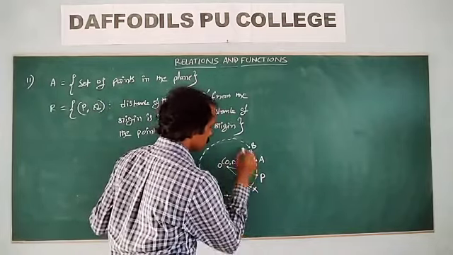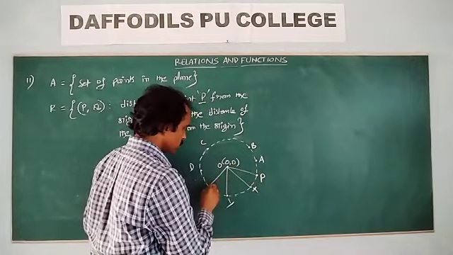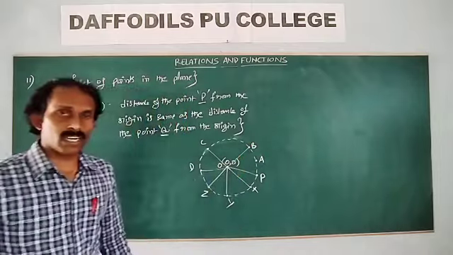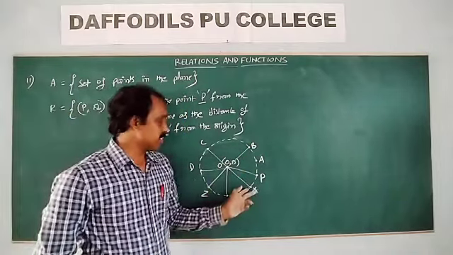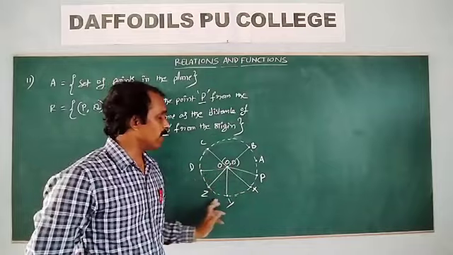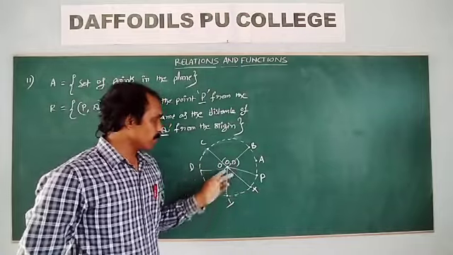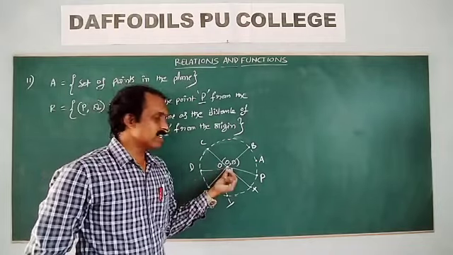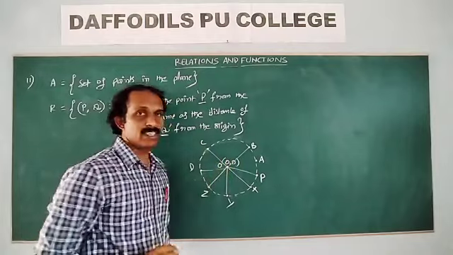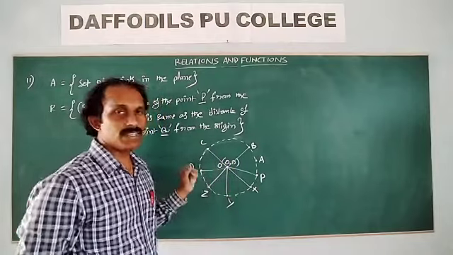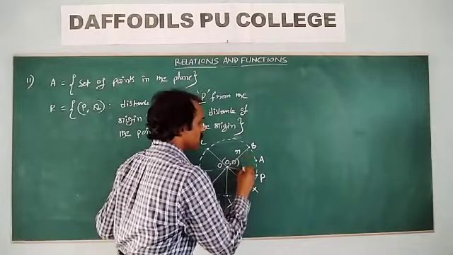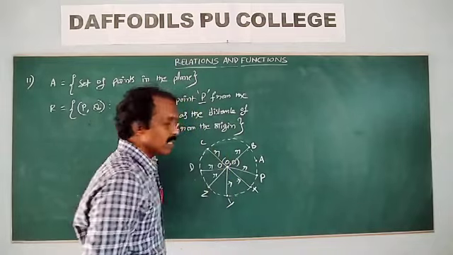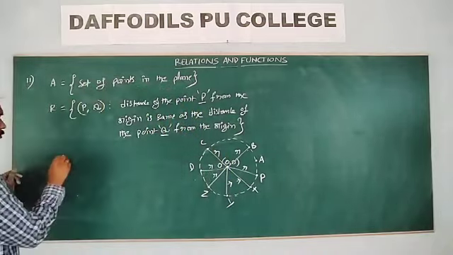This distance, this distance, this distance. By the definition of the circle, what is the definition of the circle? The set of all points equidistant from a fixed point is called a circle. That is the definition of the circle. This is the radius. The equidistance is called the radius. Okay, clear? So set of all points.